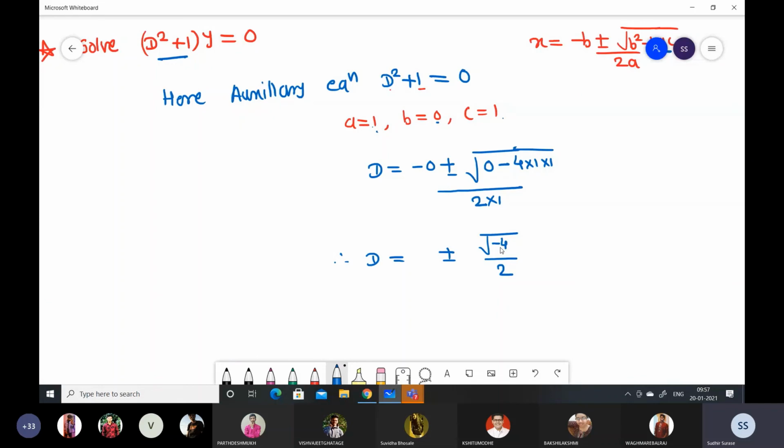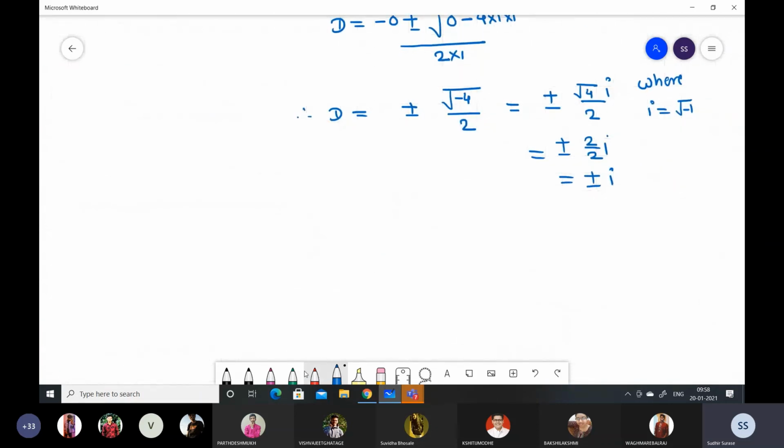In that case, what do we have to write? It is imaginary. So it is plus minus root of 4 i, where i is nothing but the root of minus 1, and this divided by 2 as it is. But what is the value of root 4? It is 2. So it is plus minus 2 upon 2i, and therefore it is plus minus i, and that's why we are getting two roots, but both are imaginary. So d is equal to i, minus i.